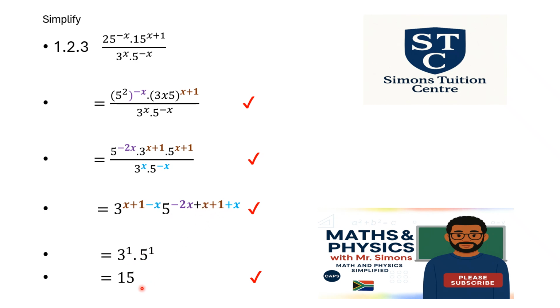3 times 5 would then give me 15. And as you can see, my mark allocation: prime factors, correct multiplication, correct use of law 1 and 2, and then the fourth mark for final answer. So these are just some general exponential questions. Work through them, get to know them. If you're practicing the others, you should know the process.